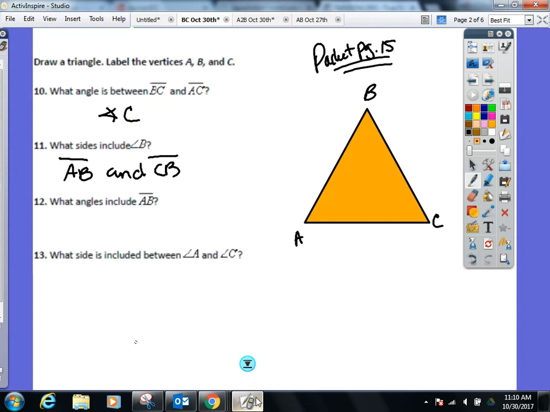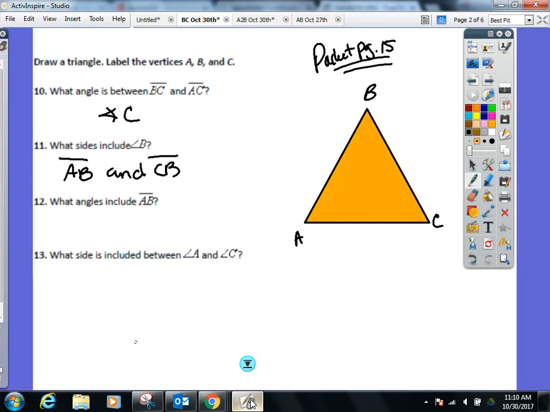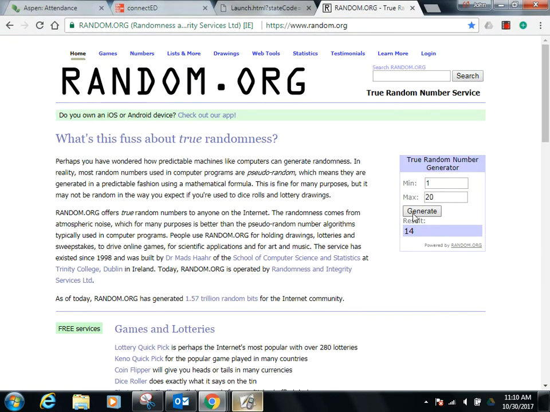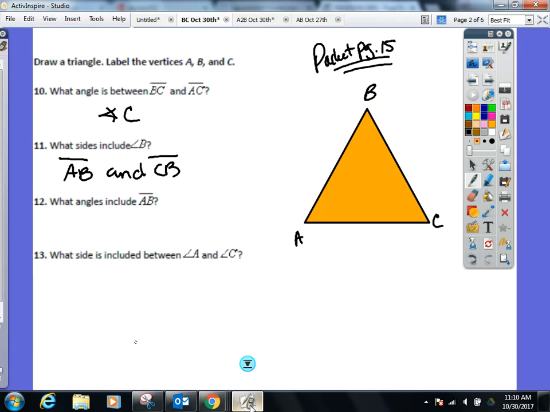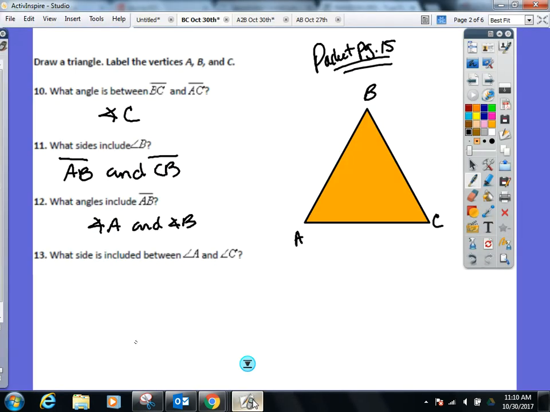How about 19? On fire. How about 14? There we go. 3. Angle A and angle B, yep. Okay, and then finally, what side includes angle A and angle C? 19? 13. 2. AC. Line AC or segment AC.